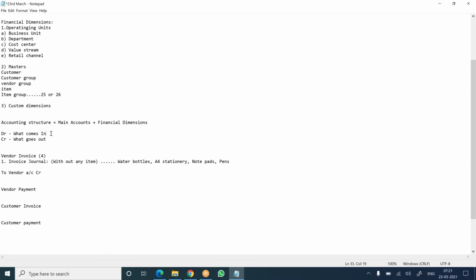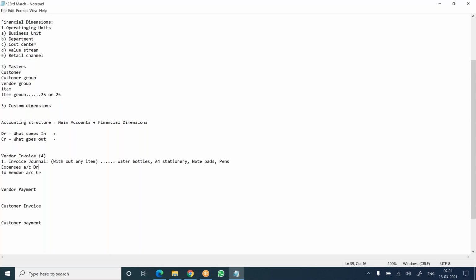So debit means positive, credit means minus. This is mathematics, plus and minus, and this is commerce. Debit means what comes in, credit means what goes out. So I need to pay money. That is the reason vendor account is credit. Now expense account debit. So expenses account debit to vendor account credit.